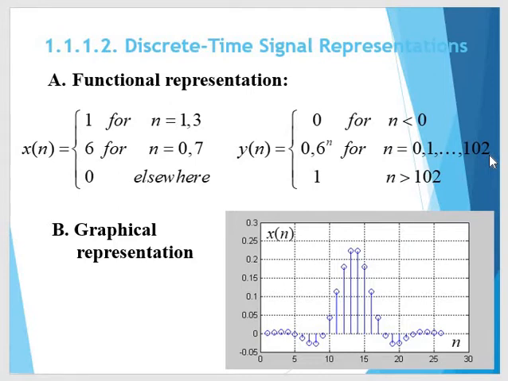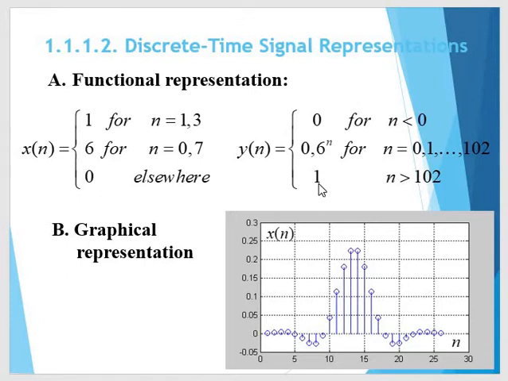at the 2nd position, 0.6 to the power 2. In this way it will vary. And 1 for n greater than 102. That means after the 102nd value, all the values are 1. This type of representation is known as the functional representation of a signal.